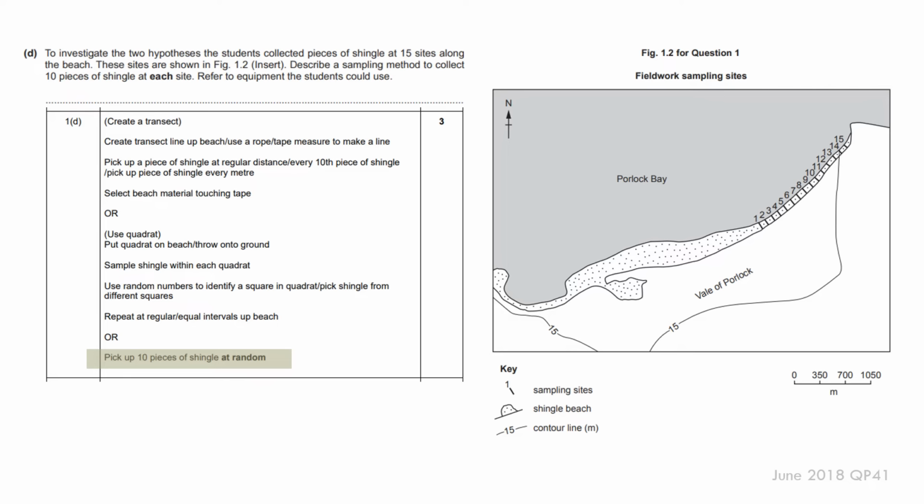You could go to each site. You have them already labelled, so you could talk about, at each of the 15 sites, in the centre, randomly picking up 10 pieces of shingle. That is enough to get you 3 marks in my book. There are 3 different methods here, so you might want to think about each one and include those.